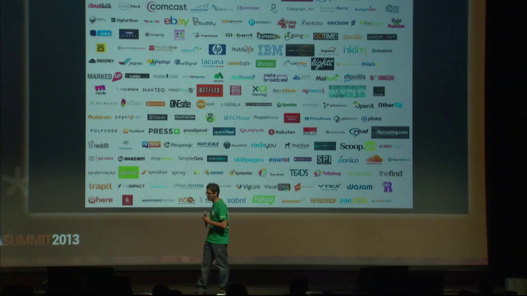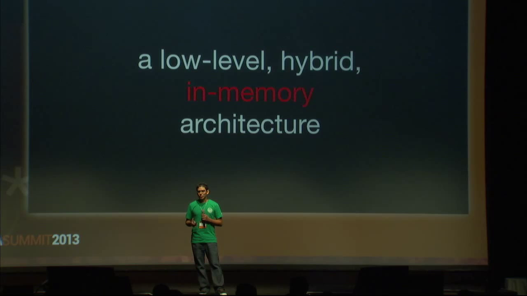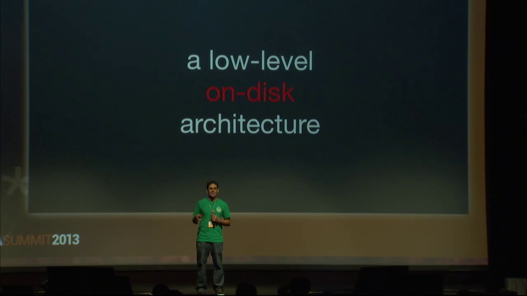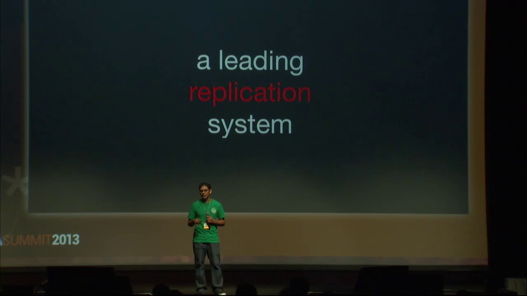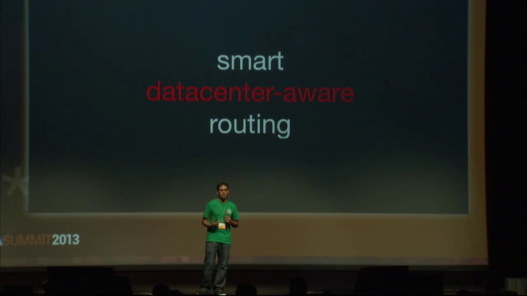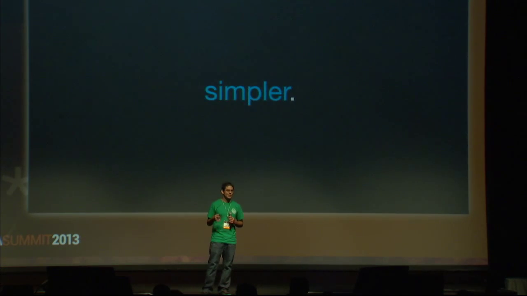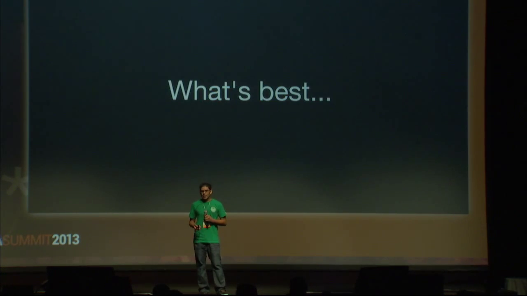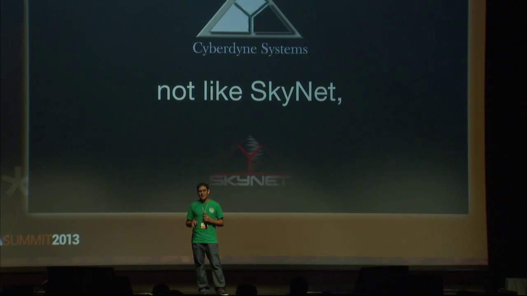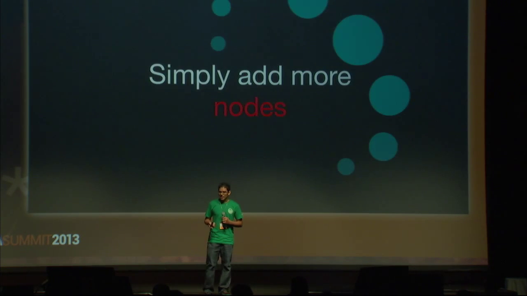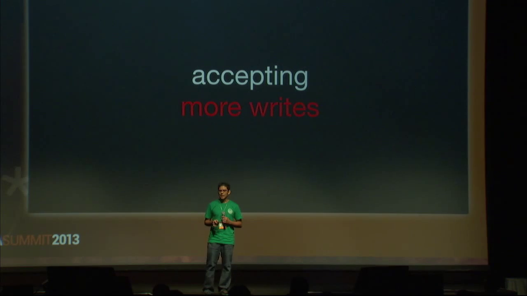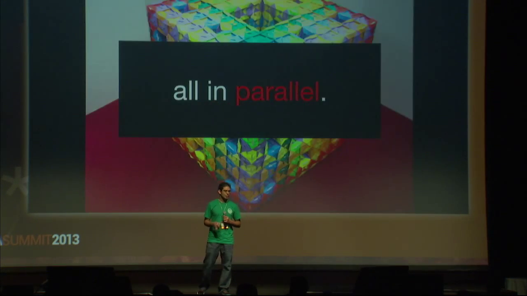Here are a list of companies that are doing this right now in production. This is all made possible due to a low-level hybrid in-memory architecture, a low-level on-disk stable architecture, a leading replication system that integrates with smart data center-aware routing, a simple interface that keeps getting simpler with SQL 3. What's best is it cannot be contained, not like Skynet yet. Simply add more nodes and it gets faster by accepting more writes, more reads, all in parallel.